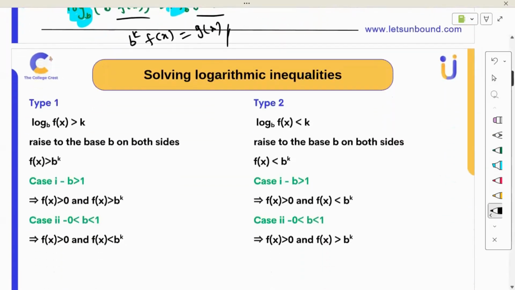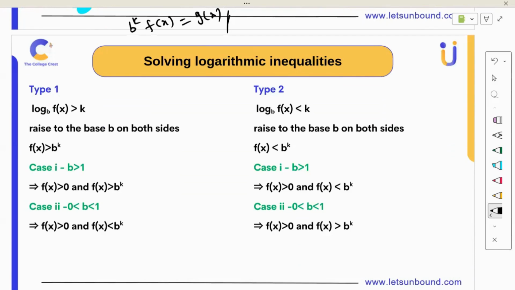Now, solving logarithmic inequalities, type 1 and type 2. Log b f of x is greater than a constant. First I will raise to the base, whatever your log has as a base. So raise it to the base b on both sides. When I raise b power log b of x, b power k, the b and log b are inverses, so they will get cancelled. You will get f of x greater than b power k. But the base you raise to is very important, and it will seriously affect the inequality sign.